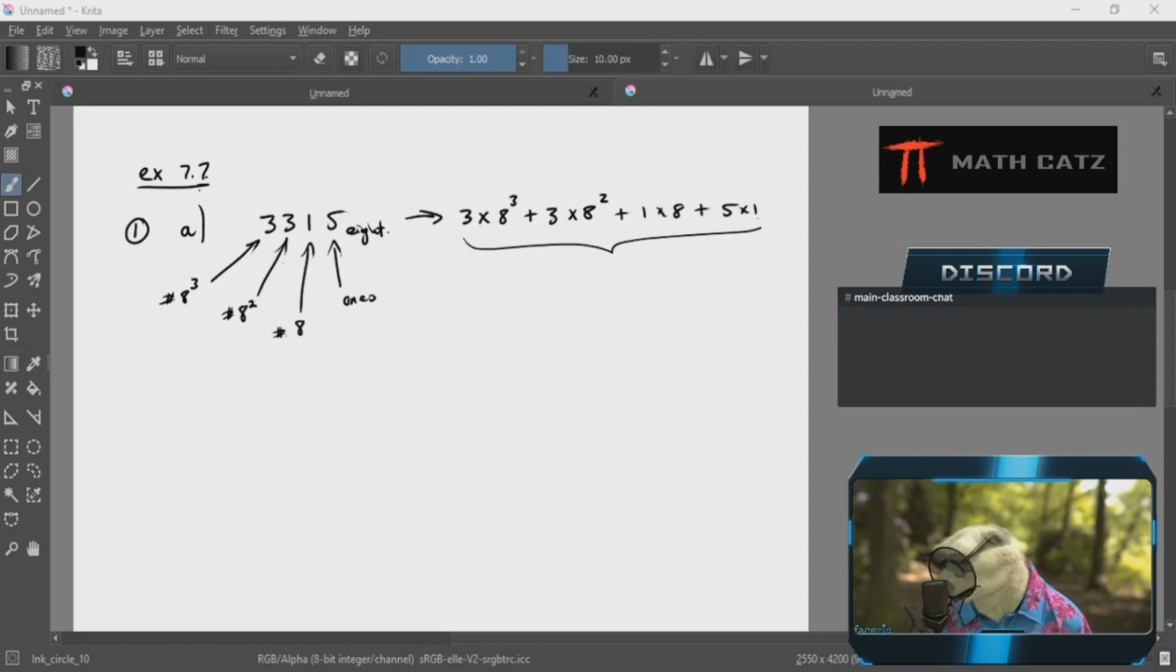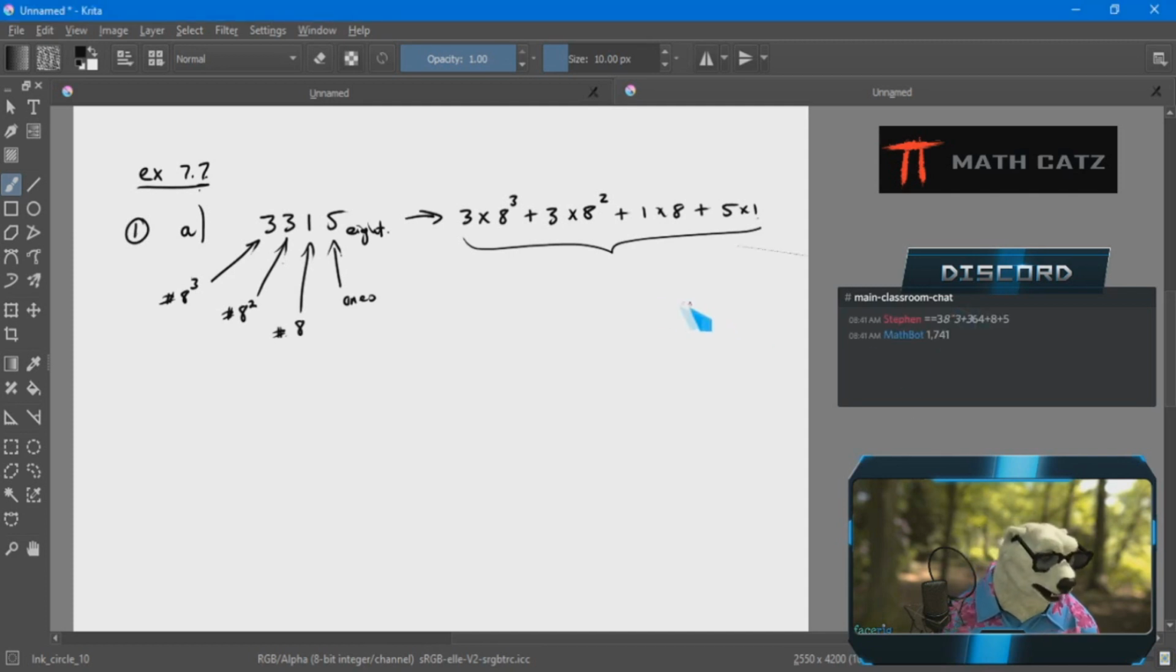Now, these might be a little bigger, so it's perfectly fine to get a calculator and see if you get the same answer as I do. So let's see here. 3 times 8 to the power of 3, which I may or may not know. 3 times 8 squared, I know that's 64, plus 1 times 8 is just 8, plus 5 times 1 is just 5. What do we get? We get 1,741. Put a comma there if you like it.